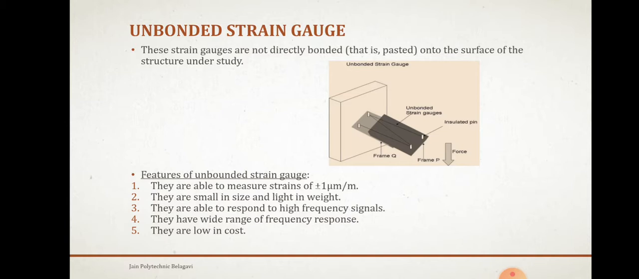Then when an external load is applied, the resistance of the strain gauge changes, causing the unbalance of the bridge circuit, resulting in an output voltage. So whenever an external load is applied, the bridge will be unbalanced, and that gives you the output voltage. This voltage is proportional to the strain: depending on how much strain you apply, the output voltage will vary. This is how the unbonded strain gauge works.